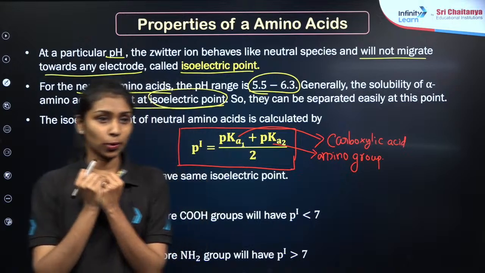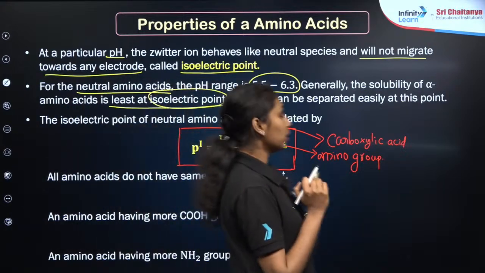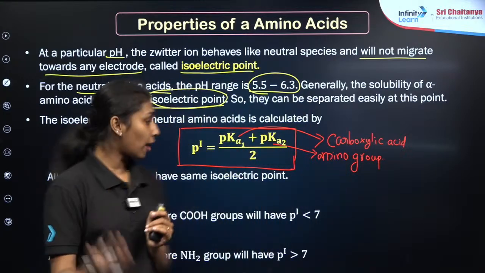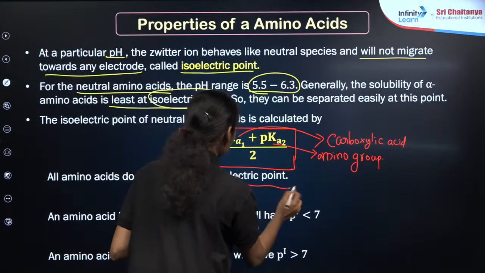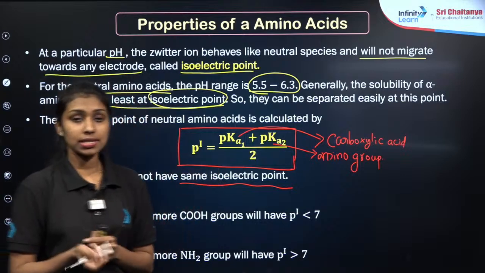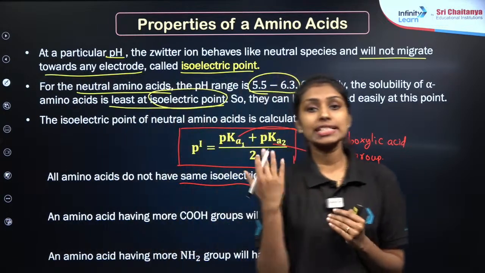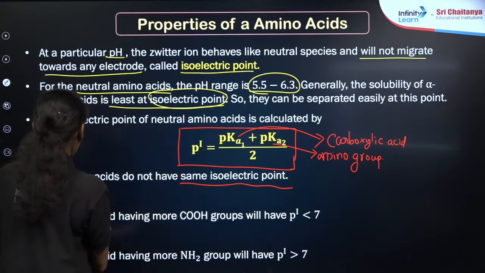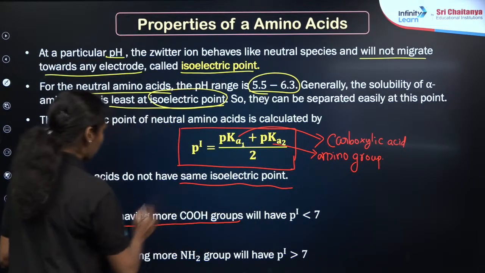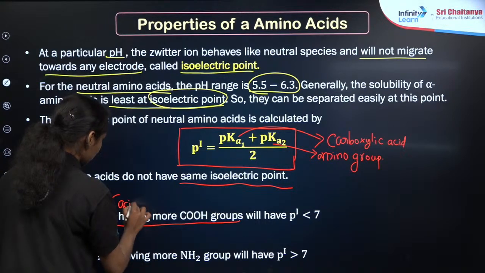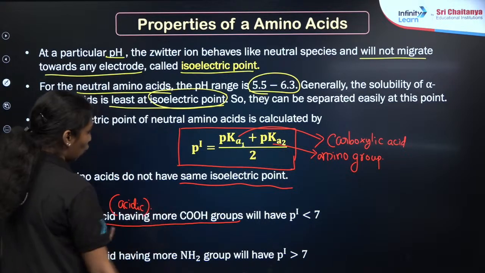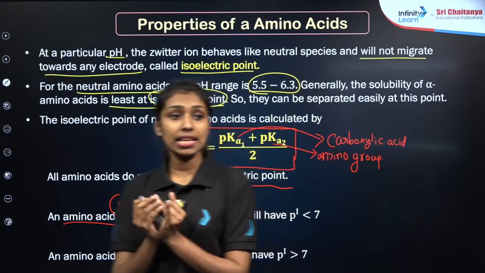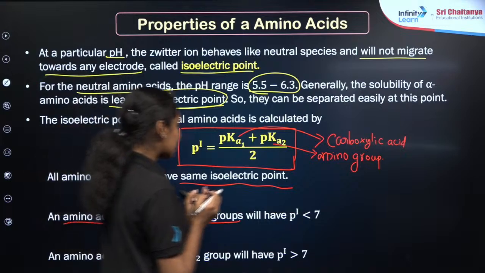So, we have seen about the isoelectric point. If you are considering any of the amino acids, all the amino acids do not have the same isoelectric point. Depending upon the property of the amino acids, its isoelectric point also changes. For example, for acidic amino acids, which means amino acids having more COOH groups, the Pi value or the isoelectric point value is less than 7.